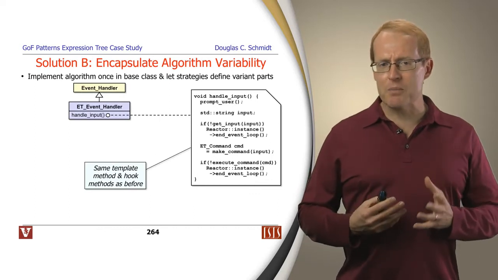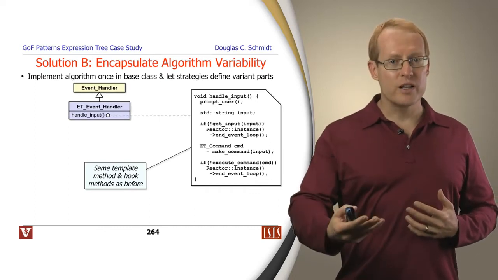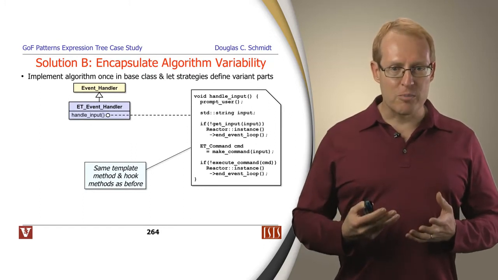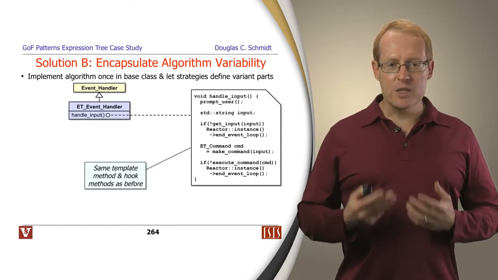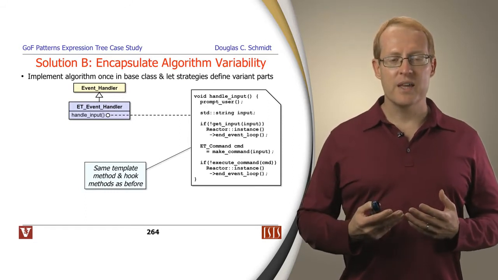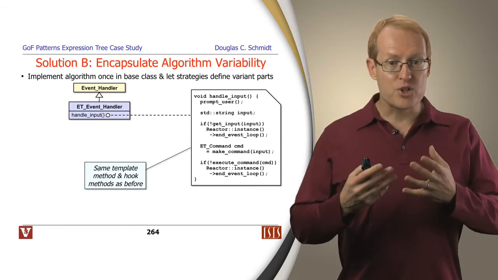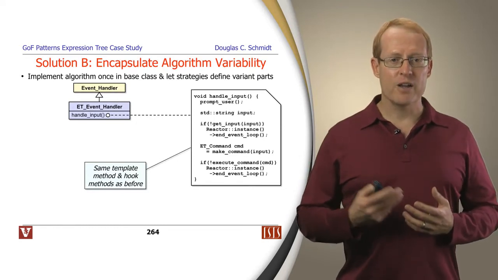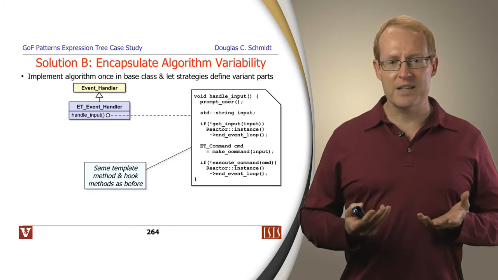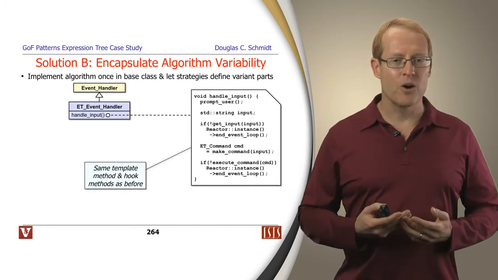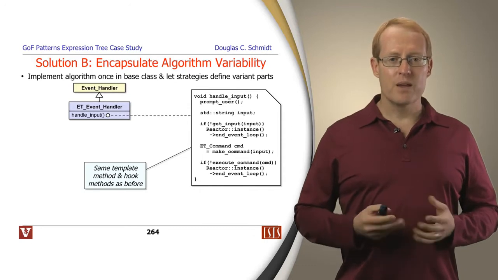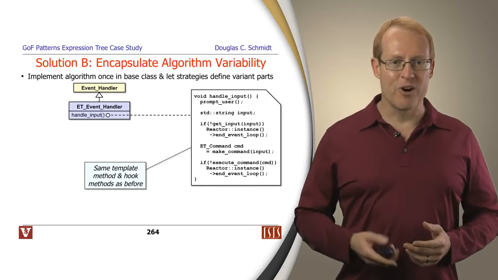Now that we've covered template method, let's explore an alternative design approach we could use to encapsulate algorithmic variability. This particular approach is going to implement the algorithm once in a base class and then let pluggable strategies define the variant parts. Now, part of this is going to look very similar. We're going to start off with a base class ET event handler like we did before, and we'll have the same template method that we used before.